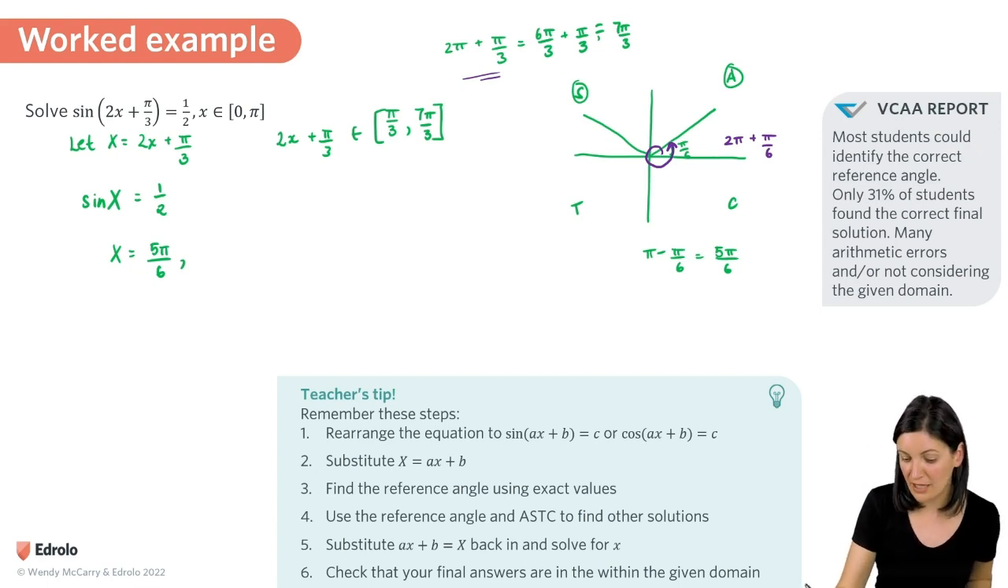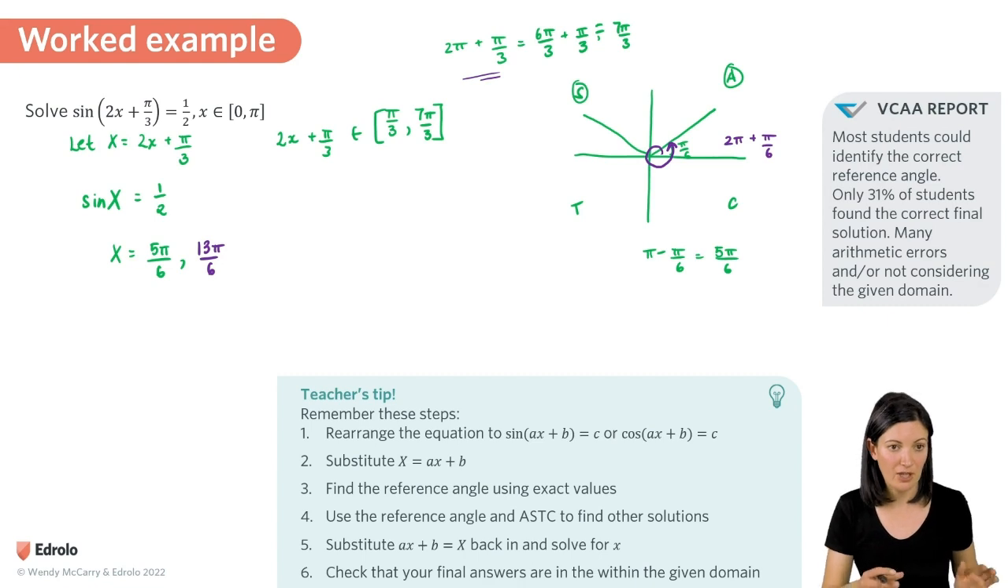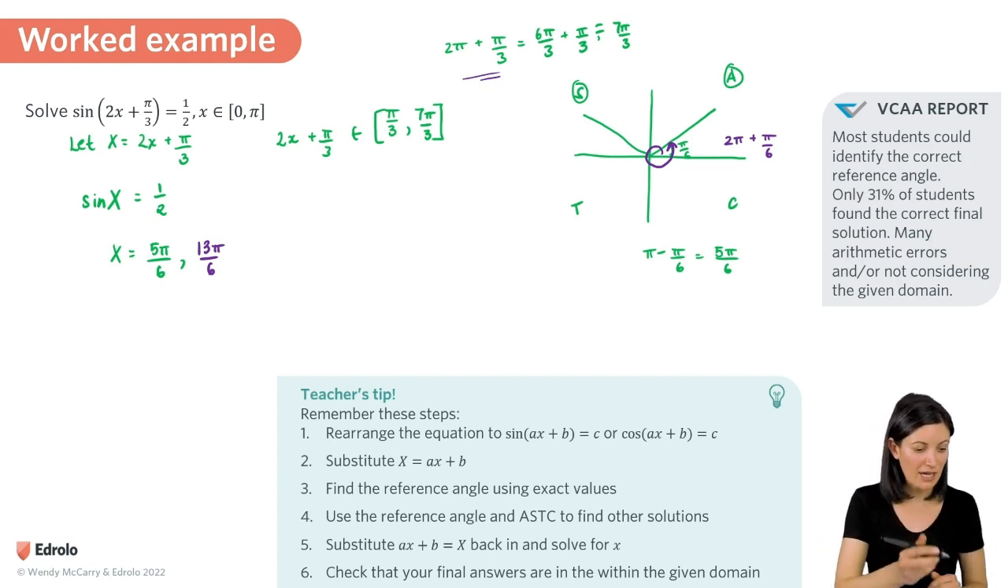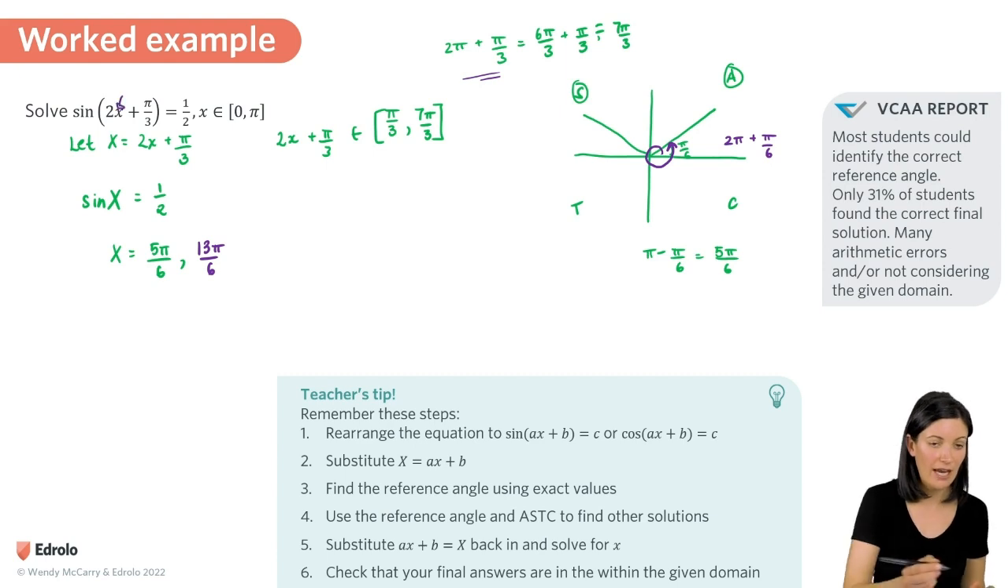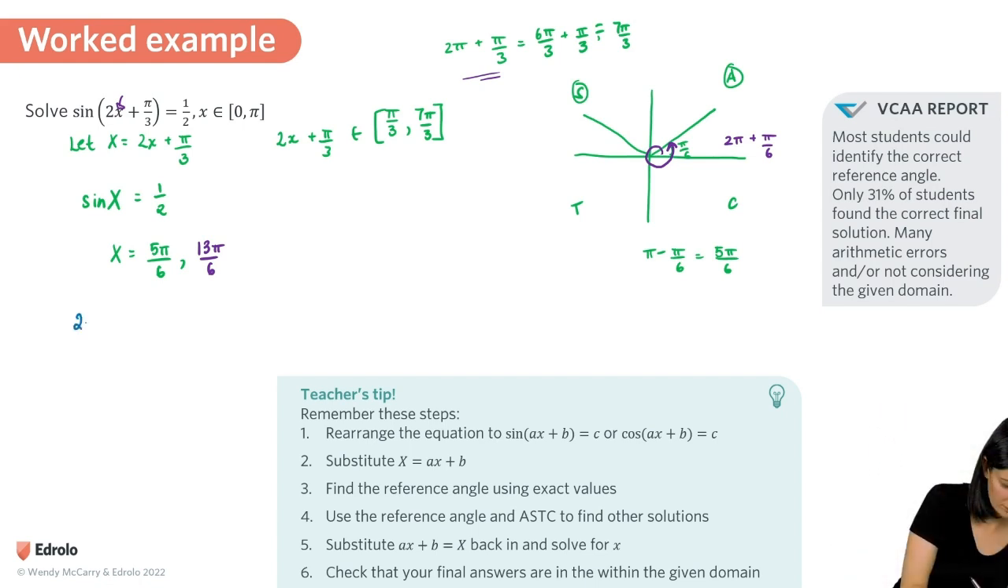If I add those together, I get 13 pi on 6. Now, if I keep going, I'm going to be outside of my domain there. So those are my only two solutions: 5 pi on 6 and 13 pi on 6. Now, all I've solved for here is big X, but I need to actually solve for the little x that's in my equation. So I'm now going to replace that 2x plus pi on 3 for big X.